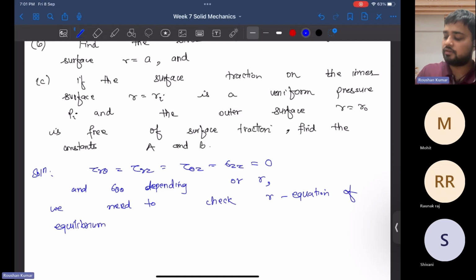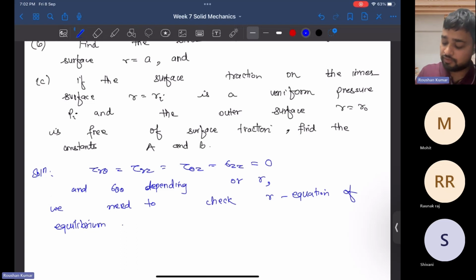Because there is no z component of stress, it automatically satisfies the equation of equilibrium in the z direction. Along the theta direction there is a stress component, but it is independent of the theta coordinate, so that is also automatically satisfied. The only remaining equation is the one along the r direction, so we have to satisfy only this equation.